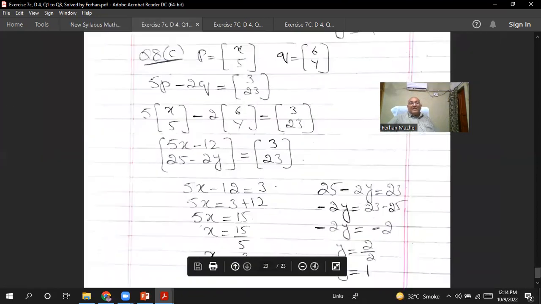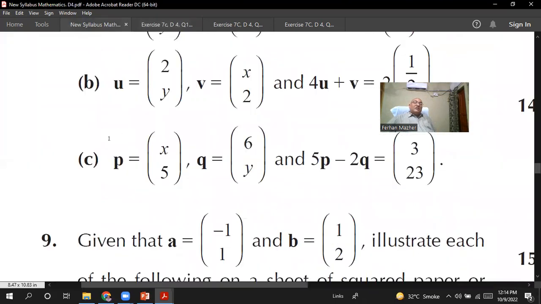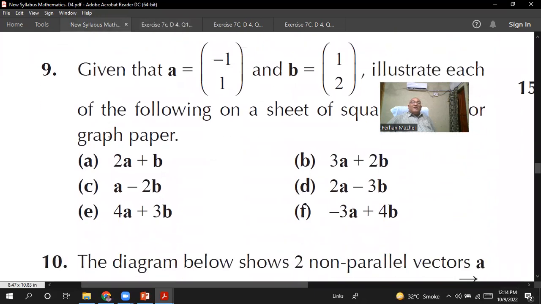And hopefully you can see the whole question showing up on your screen. Question number 8, and it's C part. Okay, we are going to the next question.